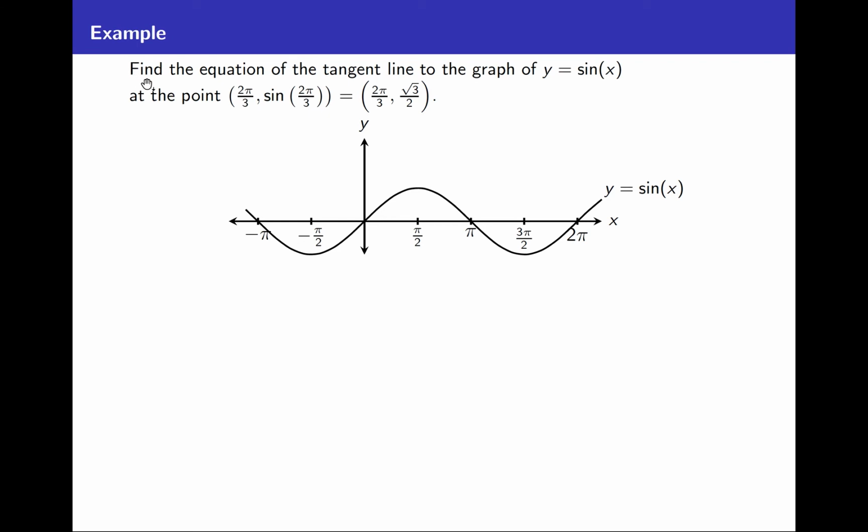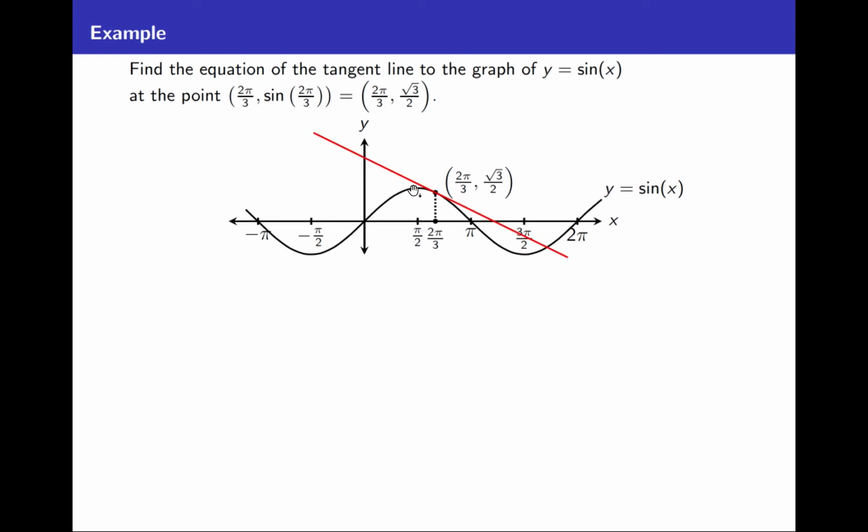For our next example, let's find the equation of the tangent line to the graph of y equals sine of x at the point 2 pi over 3, sine of 2 pi over 3. In degrees, 2 pi over 3 is 120 degrees. So sine of that, if you think about the unit circle, is square root of 3 over 2. So we're looking at the point on the graph of y equals sine of x right here at 2 pi over 3 for x. So here's our point on the graph, 2 pi over 3 comma square root of 3 over 2.